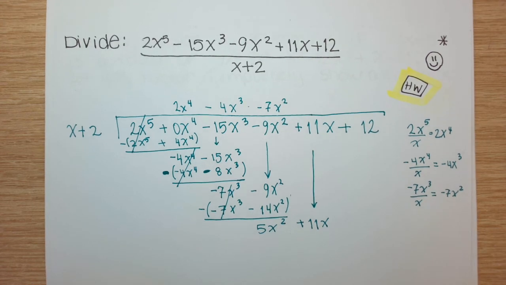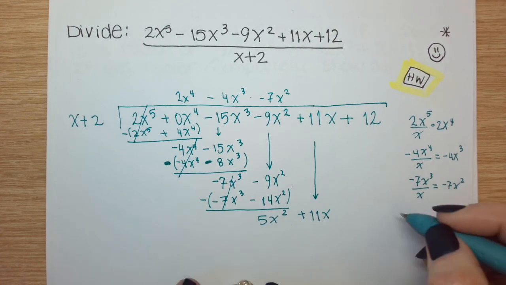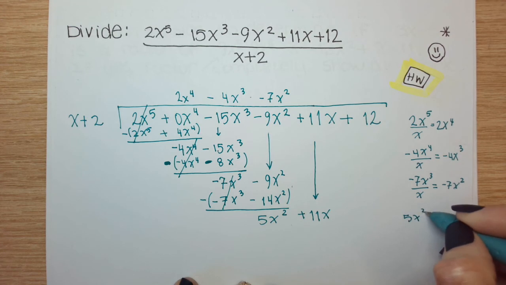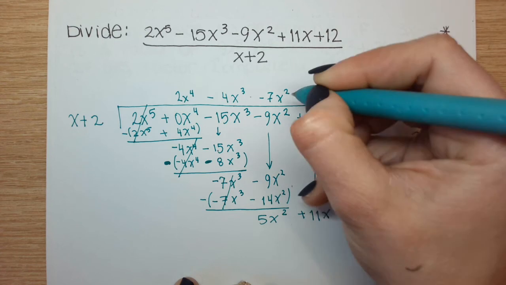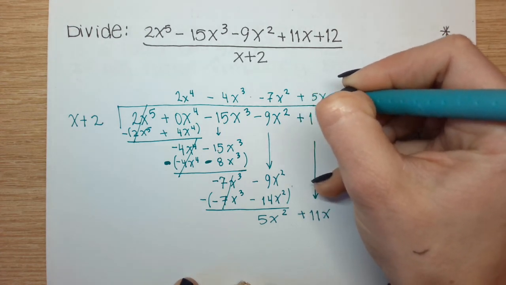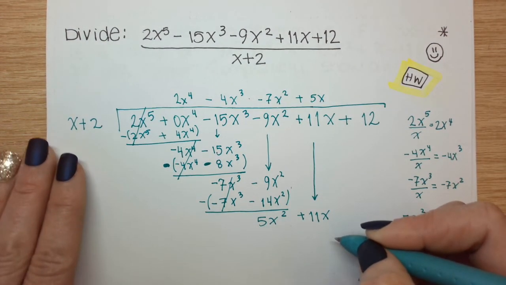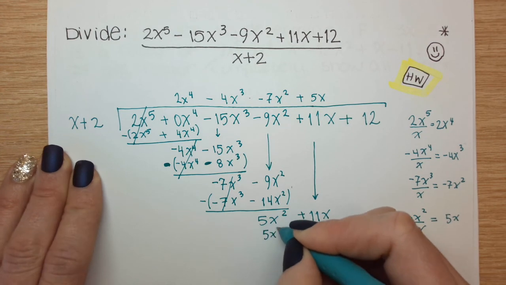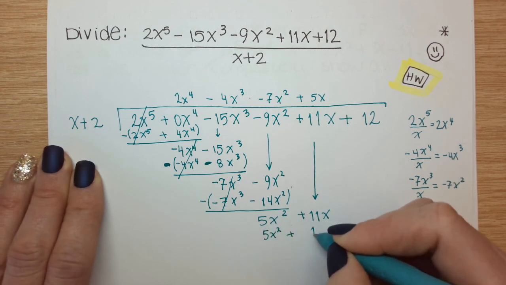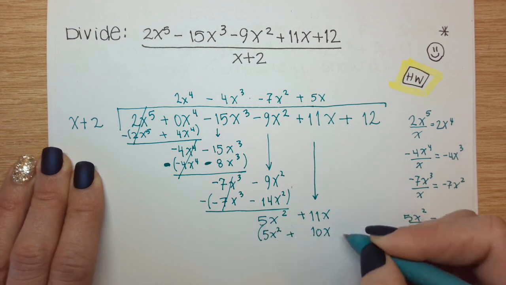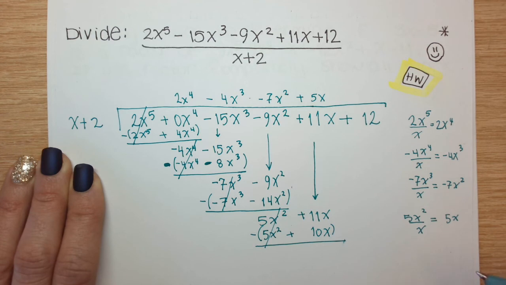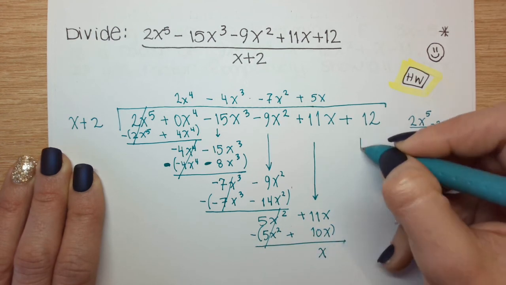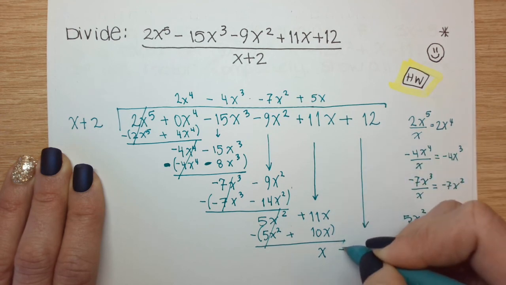We repeat this pattern or process. 5x squared divided by x, 5x. So plus 5x up here, and we multiply that on the side here. Keep everything in nice columns. Parentheses, minus sign, underline, cancel. This should be a 1x. And we bring down plus 12.